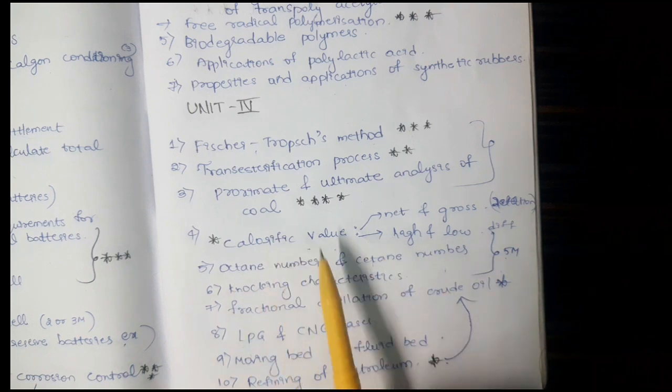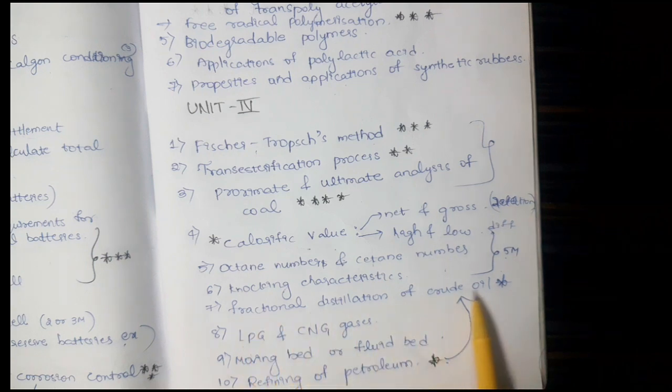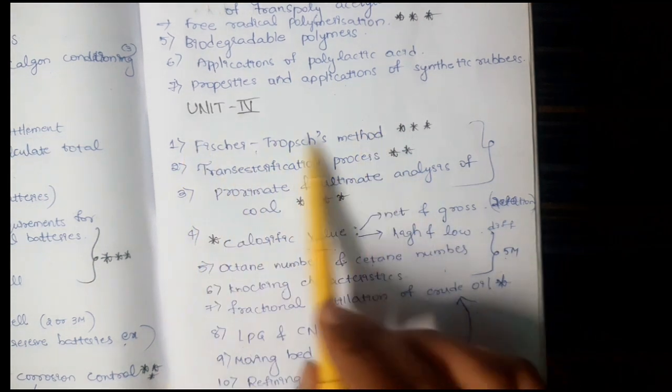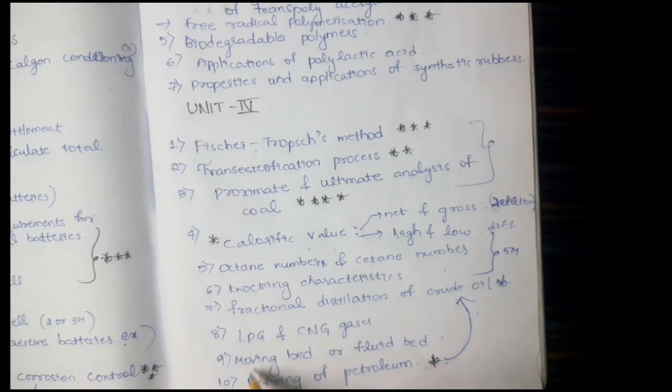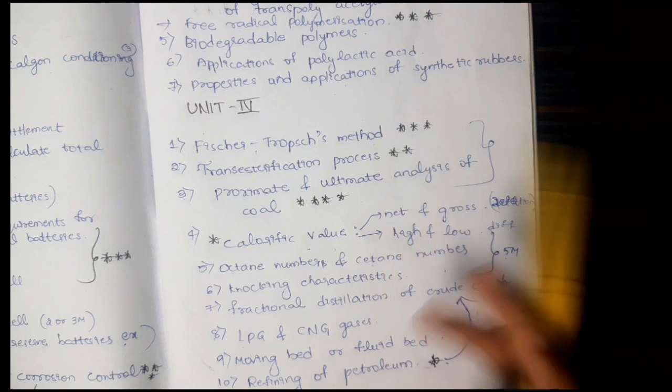So after focusing on this, go through octane numbers and cetane numbers, knocking characteristics, fractional distillation of crude oil. It is also called refining of petroleum. Don't confuse, this is related to the same topic. And LPG and CNG gases. Moving bed and fluid bed. This is similar to the Fischer-Tropsch process. When you read this, also cover this, because we may not know which will come, because these two are the same, like the same process, somewhat similar.